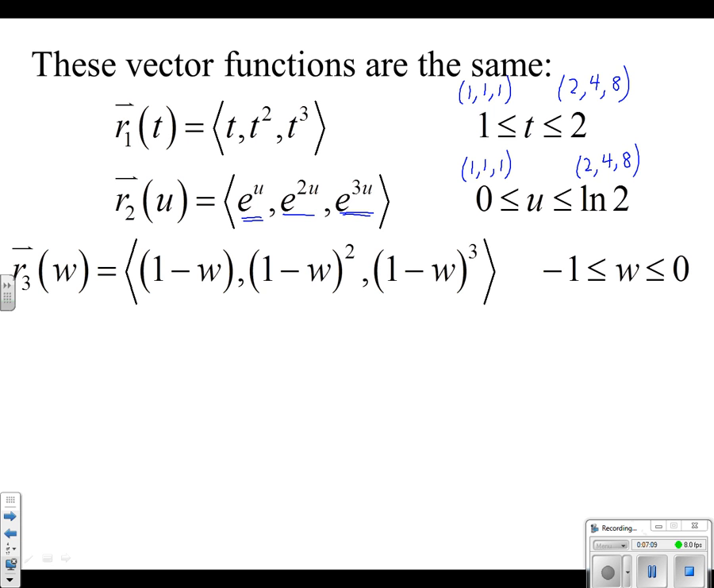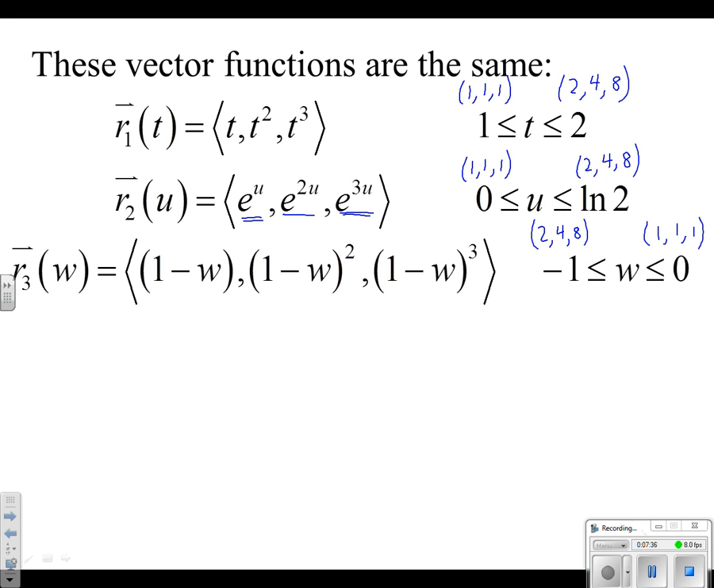Okay, let's try this one. R3 of w has these three components. If I plug in our endpoints again, when I plug in -1, I get the point (2, 4, 8). When I plug in 0, I get the point (1, 1, 1). So same starting and ending points, but now they're switched. So now we're going backwards.